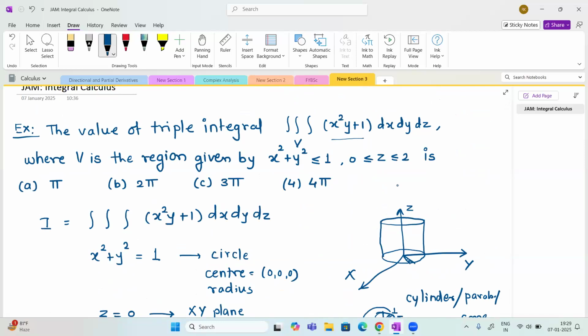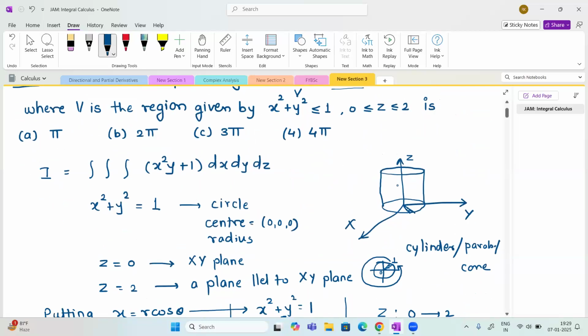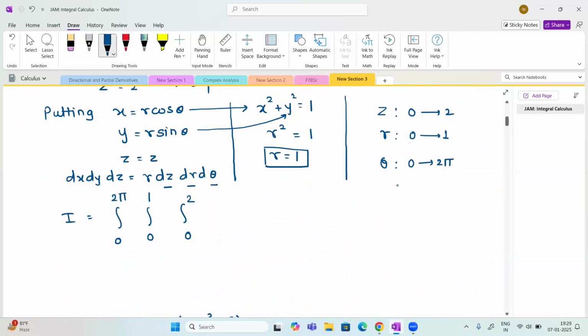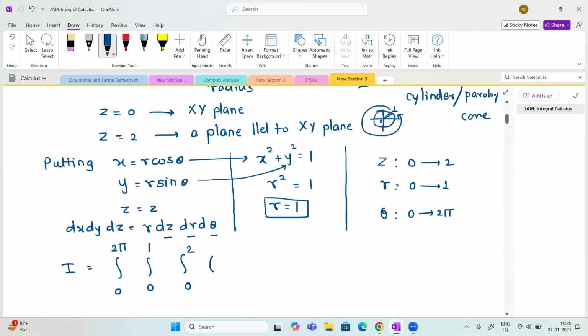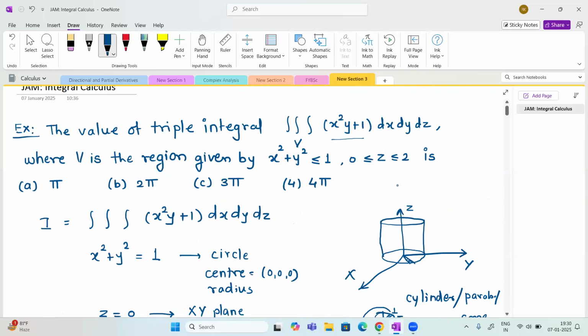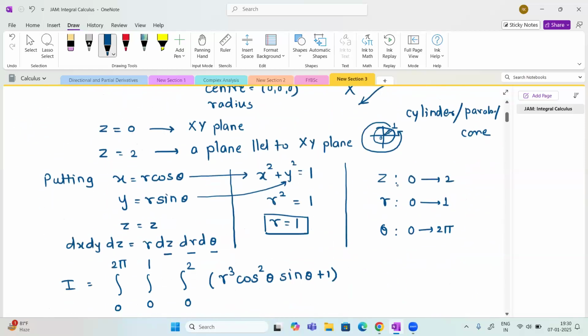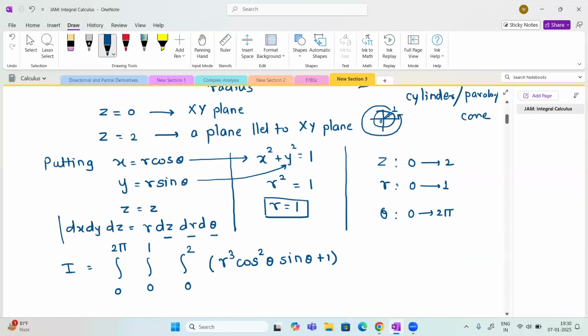Yes, sir. And y is r sine theta. So what will I get? It's r cube cos square theta into sine theta plus 1. And what about this dx dy dz? It's r dz dr d theta. Put this value: r dz dr d theta.